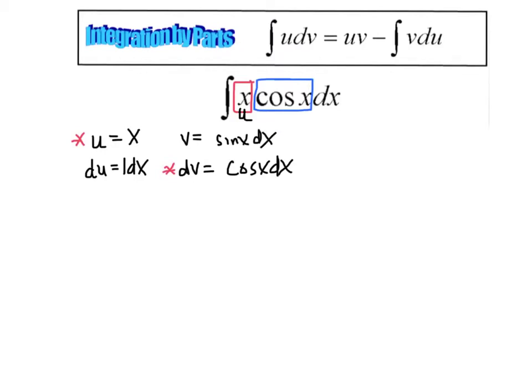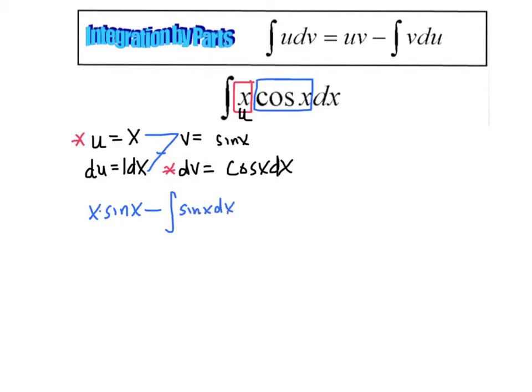Now, I always pick it like this. I say, well, it looks like a 7. The formula says the original integral is equal to u times v, x multiplied by sine of x, minus the integral of v times du. Well, sine x times 1 dx, sine times 1 dx is sine dx.